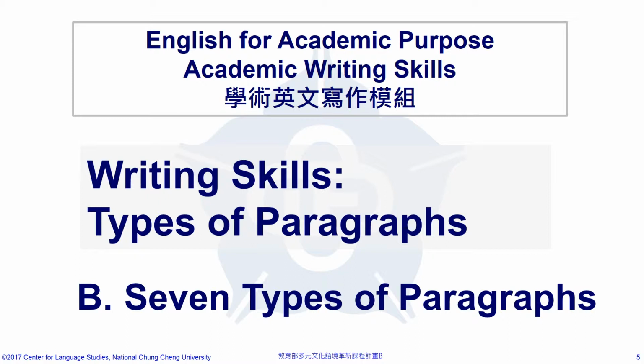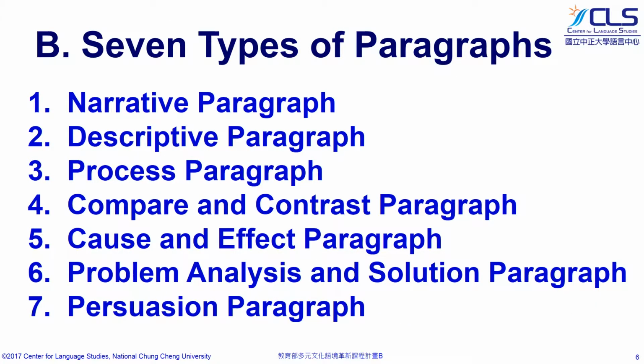Now, let's move on to learn the purposes or characteristics of the 7 types of paragraphs. The 7 types of paragraphs include narrative, descriptive, process, compare and contrast, cause and effect, problem analysis and solution, and persuasion paragraph. And we'll be looking at the purposes and characteristics of each type of paragraphs.